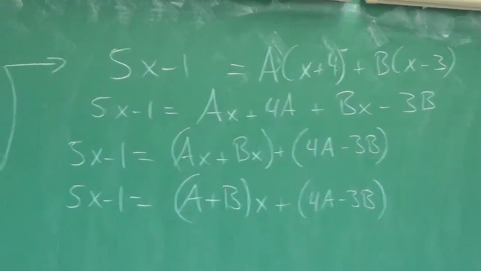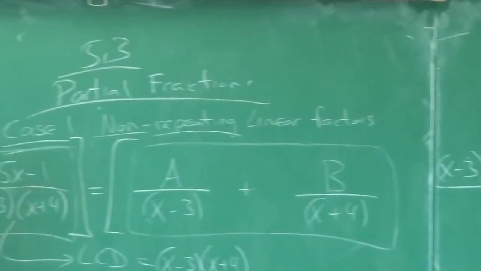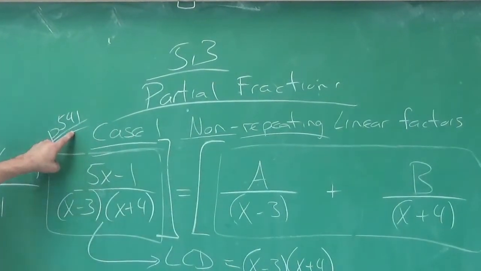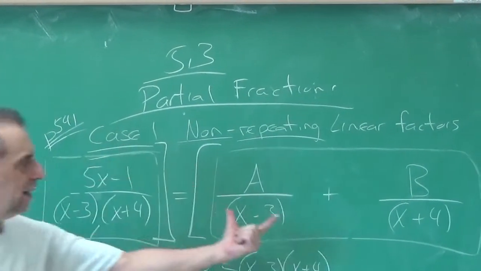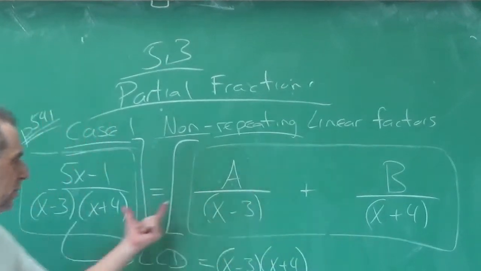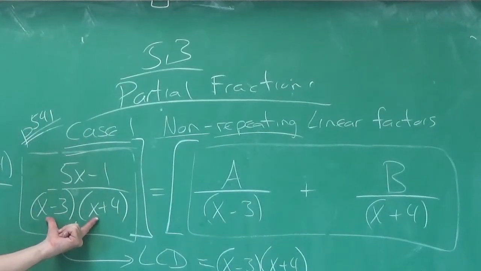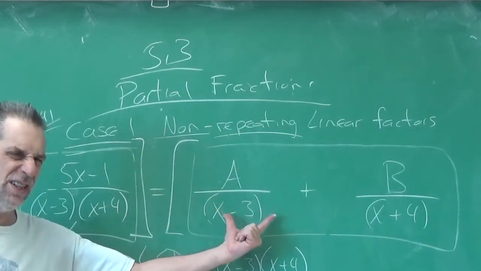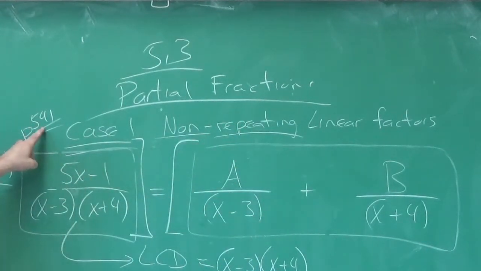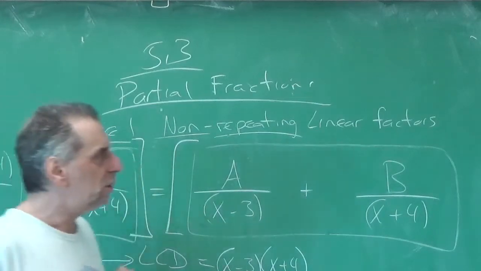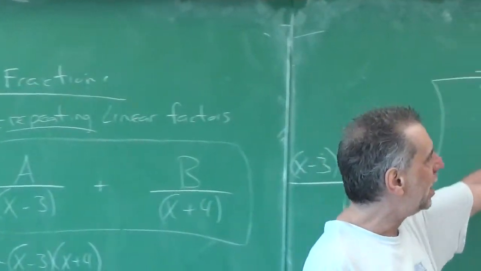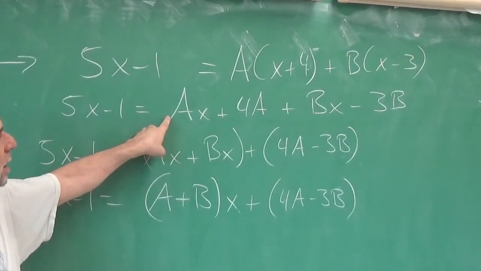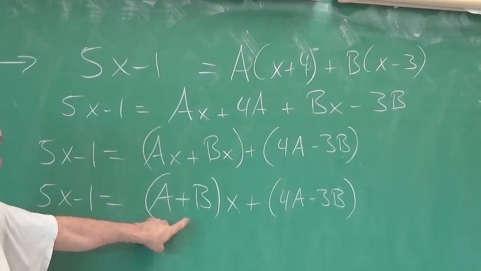All right, so again, what did we do? We took the original fraction and split it up according to the formula for non-repeating linear factors. This side of the equation is going to change depending on what we have in the denominator. In this case, they're non-repeating linear factors, so this is the 7. You can see that on page 541. So we multiplied both sides by the least common denominator to get rid of that denominator. We distributed, we gathered similar terms, and we end up with this.